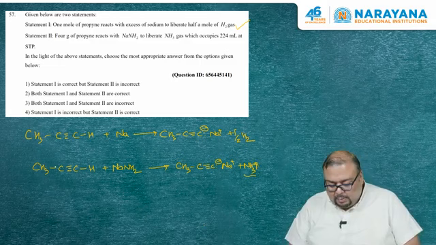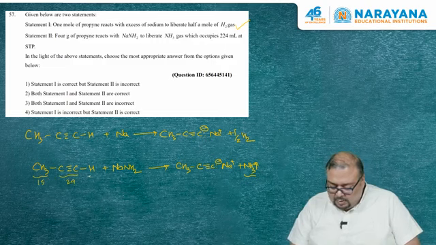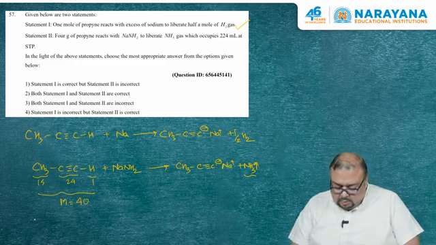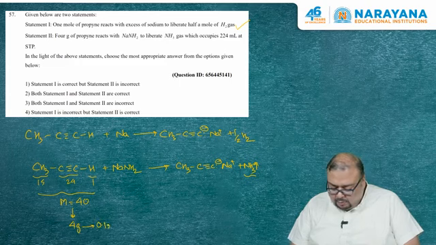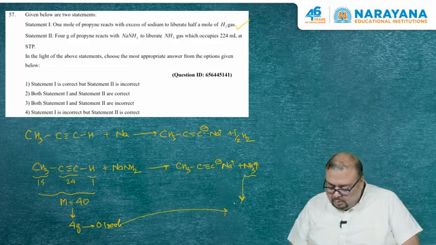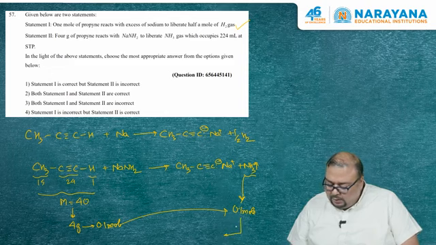Now if you see the molar mass of propyne, this part is 15, this part is 24, and this is 1. So total molar mass is 40. Now if you are taking 4 grams, this will be 0.1 mole of propyne. So 1 mole is giving 1 mole, so 0.1 mole will give 0.1 mole of NH3. If we want to calculate at STP, it will be into 22.4 liters, and this will be 2.24 liters.